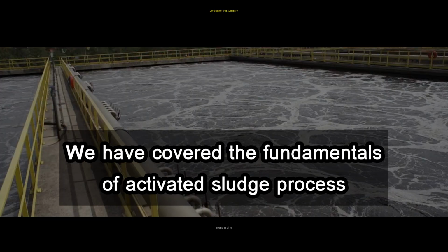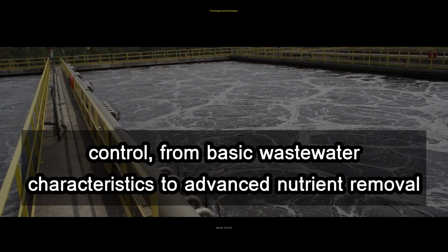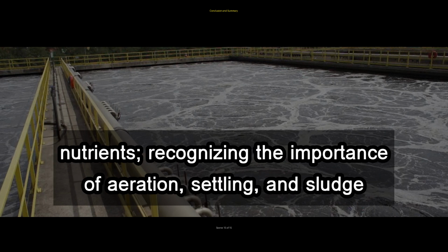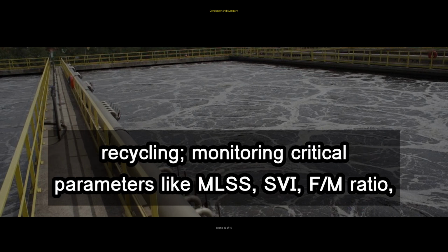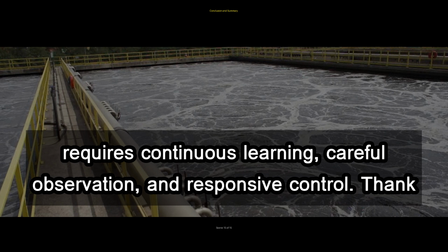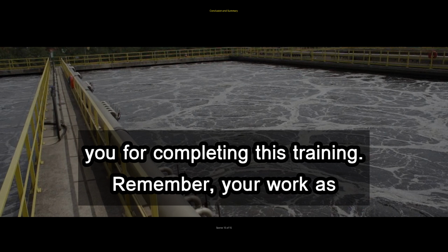We have covered the fundamentals of activated sludge process control, from basic wastewater characteristics to advanced nutrient removal and troubleshooting. Key concepts include understanding BOD, solids, and nutrients, recognizing the importance of aeration, settling, and sludge recycling, monitoring critical parameters like MLSS, SVI, FM ratio, and SRT, and addressing common operational problems. Successful operation requires continuous learning, careful observation, and responsive control.